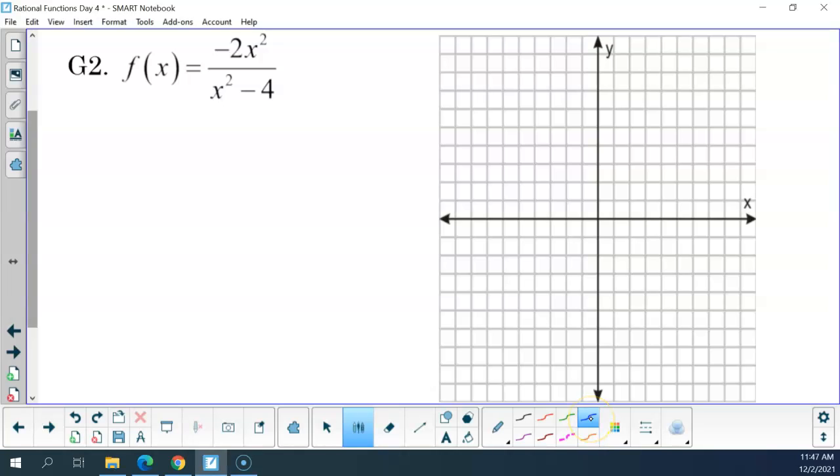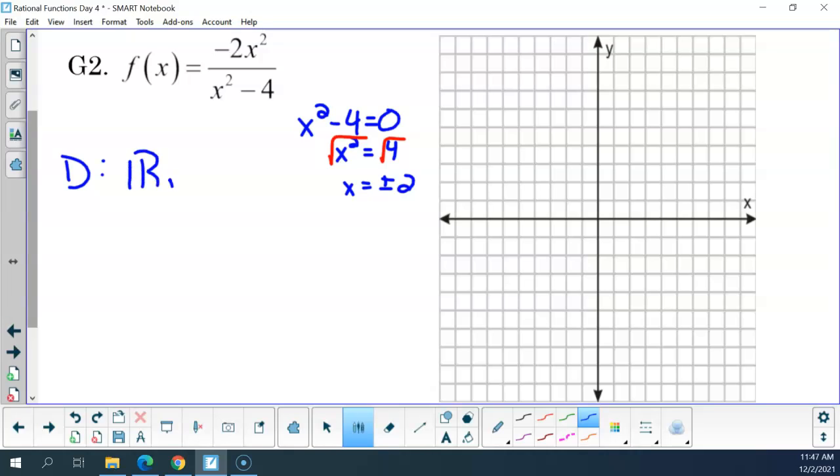Okay. All right. So x squared minus 4 equals 0 gives me x squared equals 4. Square root both sides gives me x equals plus or minus 2. So my domain is all real numbers, but x cannot be plus or minus 2, which gives me vertical asymptotes at x equals 2, and, or if you wanted to put a comma there, that would be fine too, x equals -2.